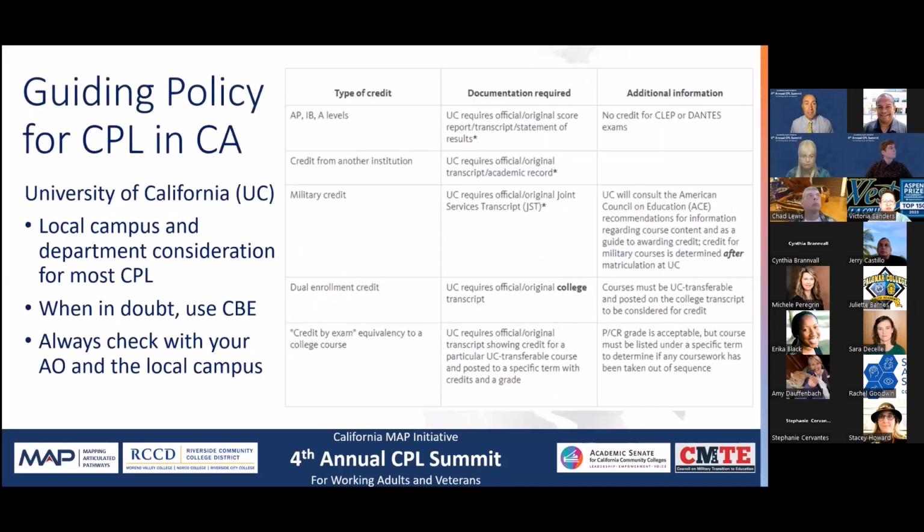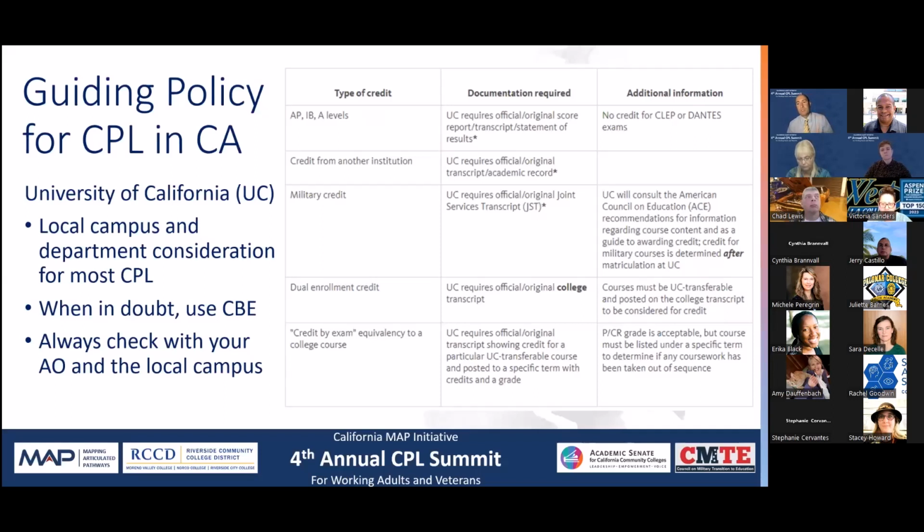Next slide. Now the UC is a whole different ball of wax. So for the transfer pathways, just being frank and honest with you, UCs do accept credit for prior learning with limitations. Okay, so AP exams, IB, that is credit for prior learning, right? But when it comes, let's look at military, those joint services transcripts need to be reviewed after acceptance into the UC. So applying that up front, my encouragement as a counselor is always lean, I think it's the second bullet there, when in doubt, use credit by examination.